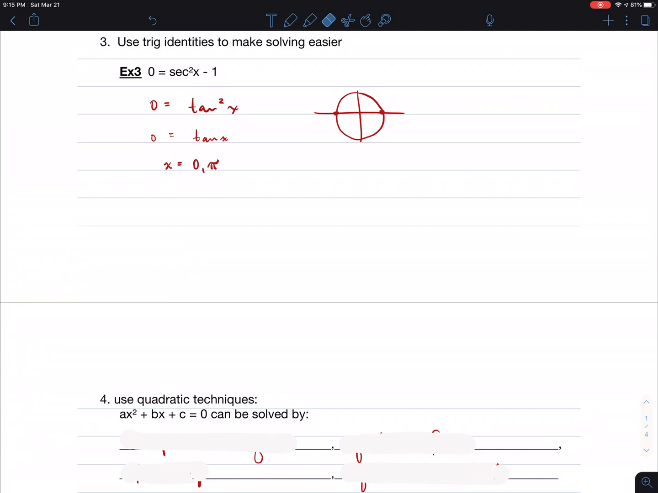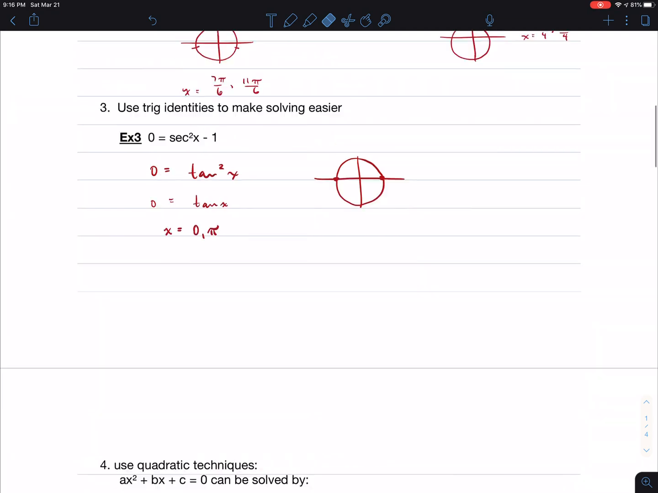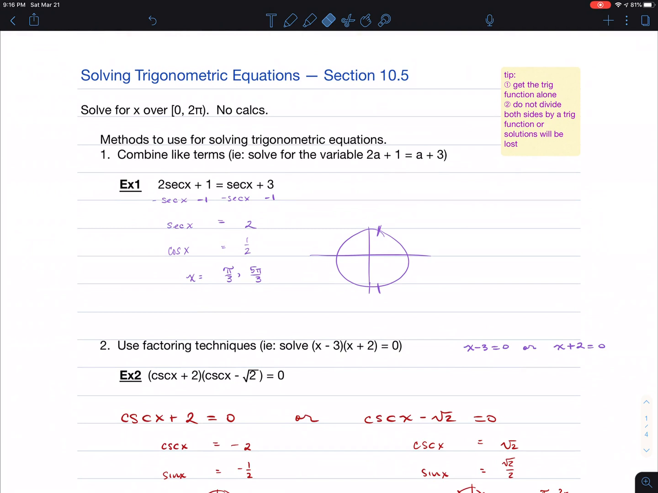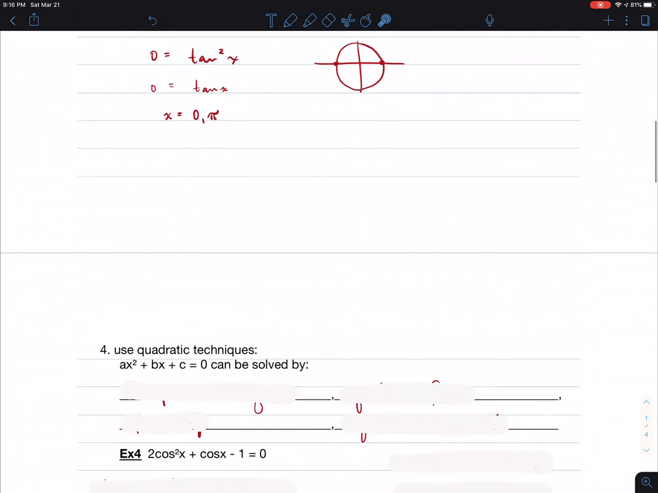Just a side note on this one, you would not use the solution 2 pi. You would not, because of the original set of directions. You remember that the directions said that I should be working between 0 and 2 pi, and you'll notice the 2 pi is not included. Only the 0 is included.